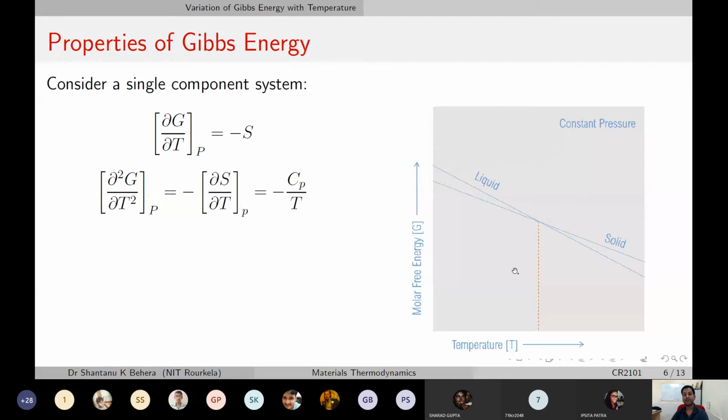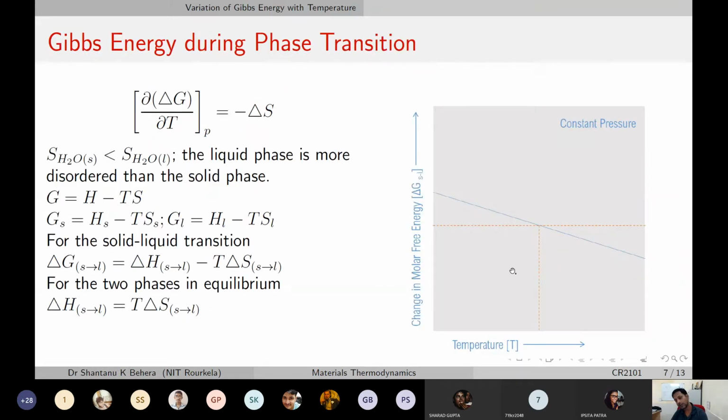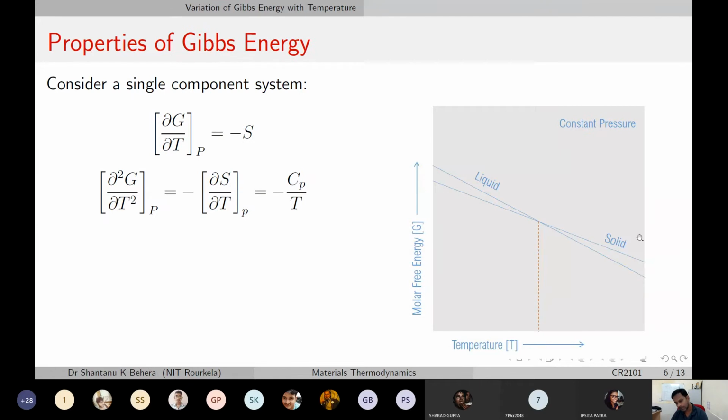Now, if we would like to see what is happening for a change from solid to liquid transition when we do it for water, you could see here that if we do a solid to liquid transition, what is happening is that instead of G, we're trying to plot delta G from solid to liquid.